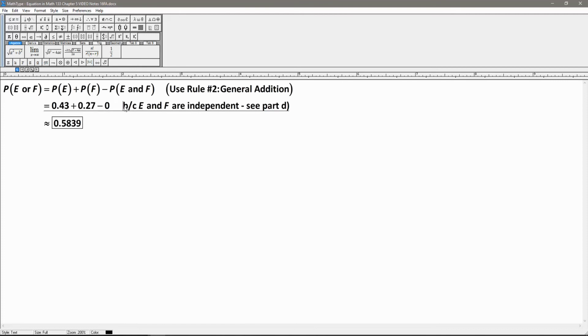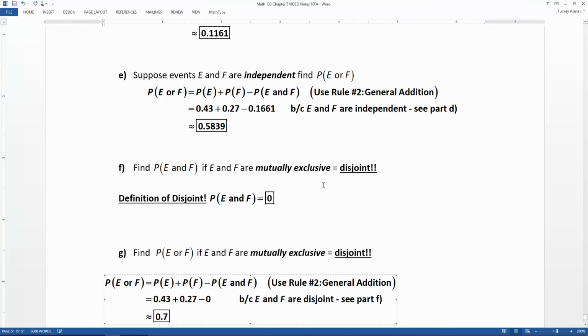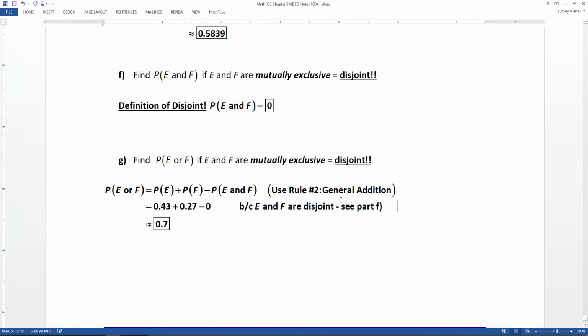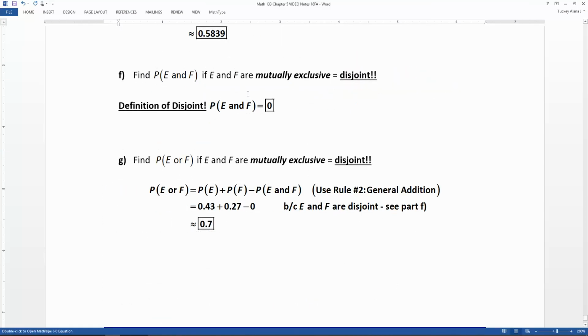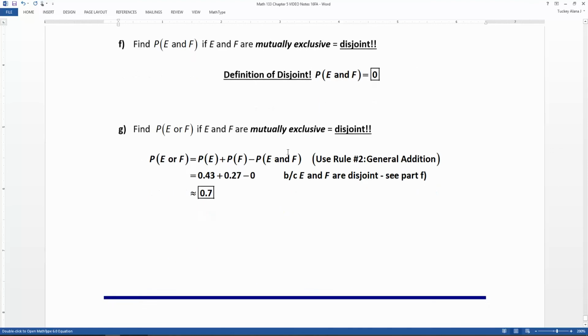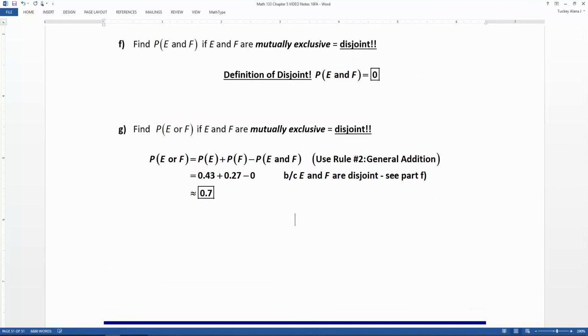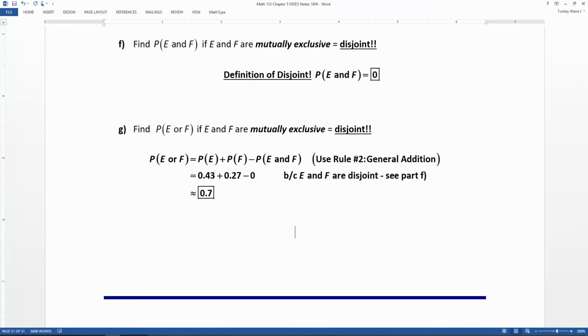And the reason is because events E and F are disjoint. See part F. And that means that you have 0.7. Now realize you could have also used rule number 1. Rule number 1 would actually have been easier, but I just wanted to show you that even if you don't remember to use rule number 1, rule number 2 always works. Rule number 2 is actually the better addition rule.